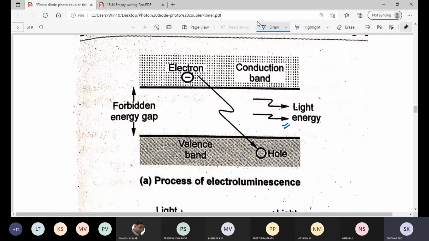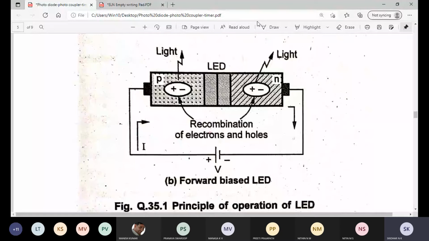So always remember, LED can be constructed like this. You can see here the construction of LED. It is always forward biased. Can you see the P type semiconductor is connected to positive terminal and N type semiconductor is connected to negative terminal. So when it is forward biased, the recombination of electron holes takes place. During the recombination, the electrons from the upper energy level, that is conduction band, will fall to valence band by releasing the light. This is called as LED.